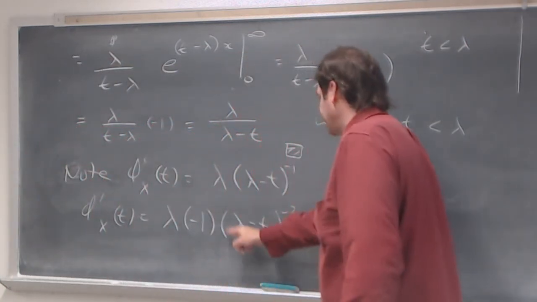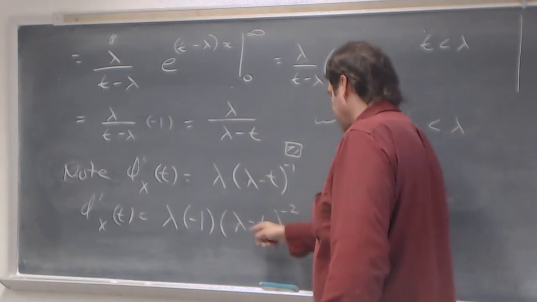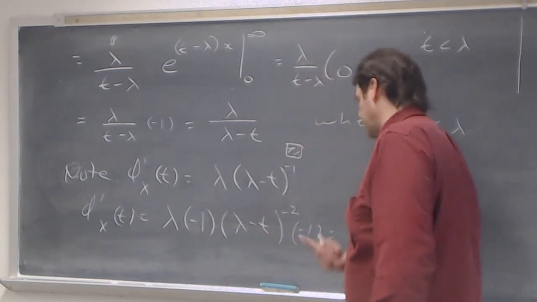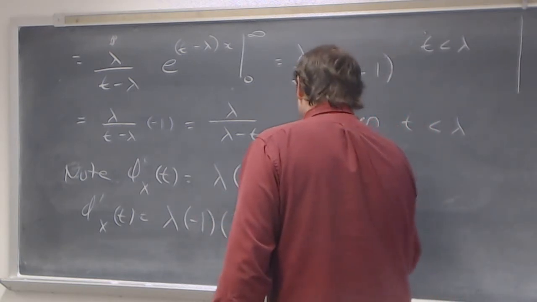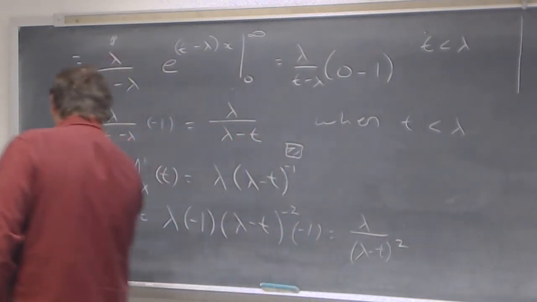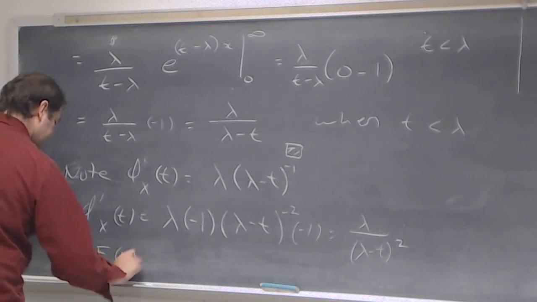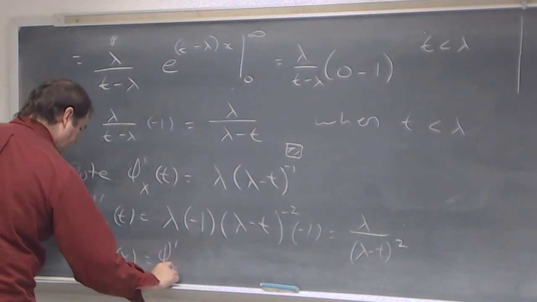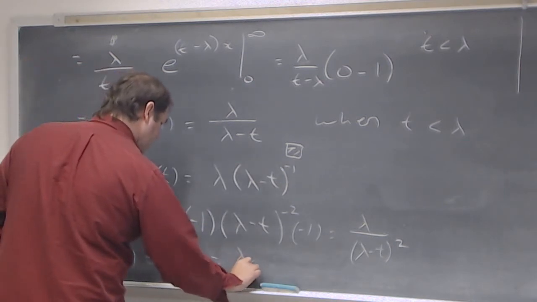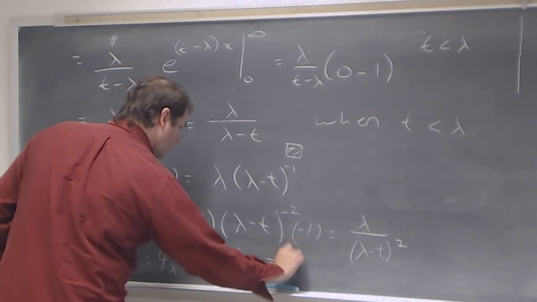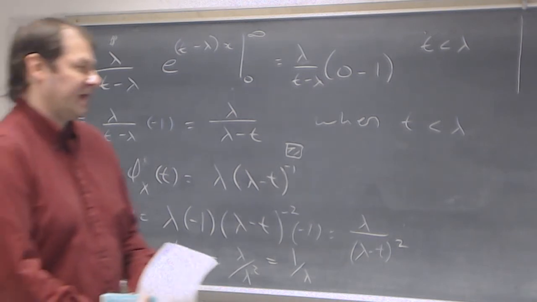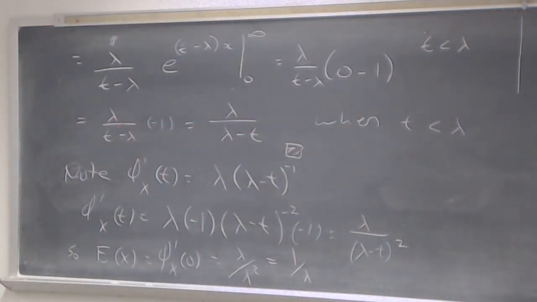So one less power, and then I take the derivative inside with respect to t, the derivative of what was being raised to the power. This will be minus 1. And so here, this minus 1 and this minus 1, of course, make 1. We have lambda over lambda minus t squared. And so the expected value of x is this derivative evaluated at 0, when t is equal to 0. This ends up being lambda over lambda squared, and that's just 1 over lambda, which was the expected value of an exponentially distributed random variable. That checks out.